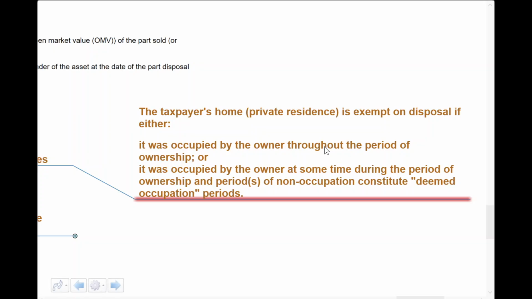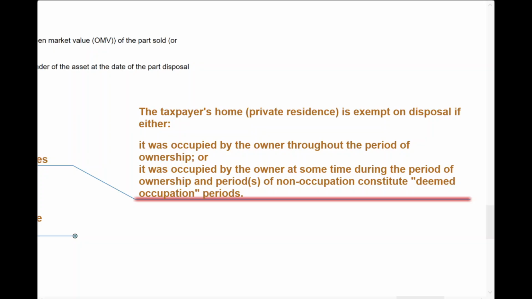Now the other scenario is it was occupied at some time by the owner for the period of ownership, but it also includes some periods where perhaps it was not occupied. So the whole conundrum here is yes, completely exempt if it's occupied from the point of purchase to the point of sale, or if it is occupied at some point, but these what we call deemed occupation periods cover the whole nine yards.